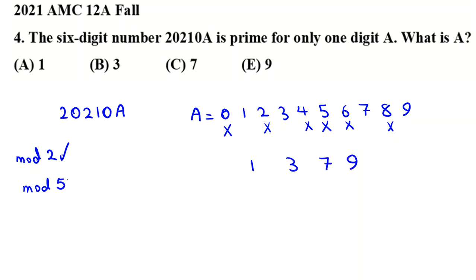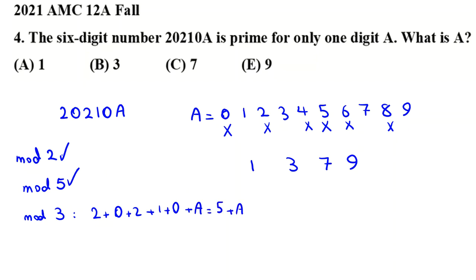Now I want to consider mod 3. If it's not a multiple of 3, then it is not a multiple of 9 also. So here, the sum of the digits: 2 plus 0 plus 2 plus 1 plus 0 plus A. It will be 2, 2, 4, 1, 5, 5 plus A.